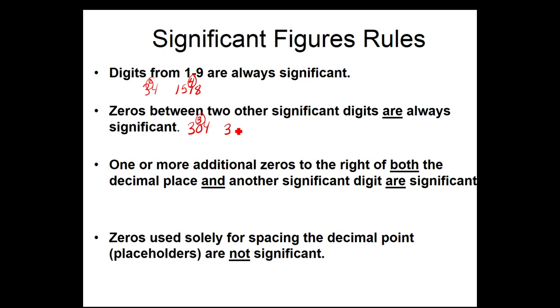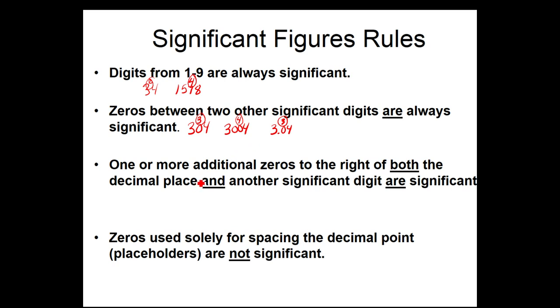How about 3004? Are these zeros between 2 digits that count? Yes, they're between the 3 and the 4 that count, so you have to count both of those. So this one has 4 digits. How about the number 3.04? Is that 0 between 2 digits that count? Yes, again, the 3 and the 4 count because they're numbers 1 through 9, so you have to count all of those. So there are 3 digits for that one. Okay, so the second rule is pretty simple too.